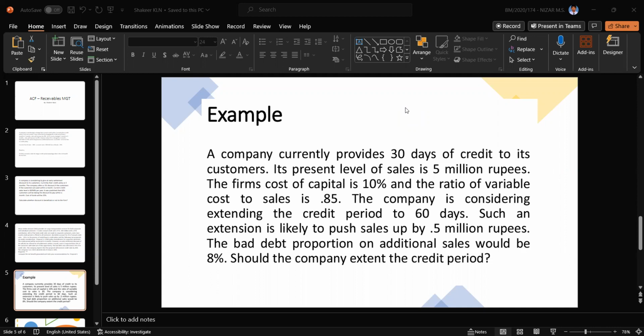We know that sale price minus variable cost is equal to the contribution, as we learned in marginal costing. The company is considering extending the current credit period from 30 to 60 days, an increase of another 30 days. Such an extension is likely to push sales by 0.5 million, which means 500,000. The bad debt proportion on additional sales would be 8% should the company extend the credit period.